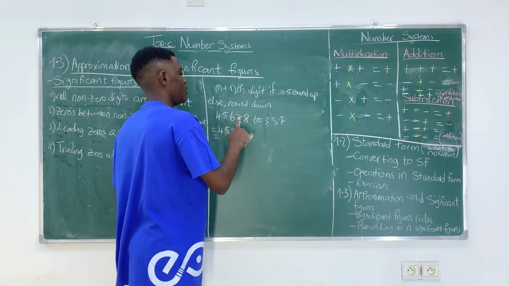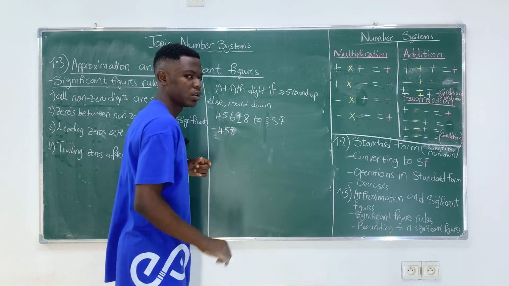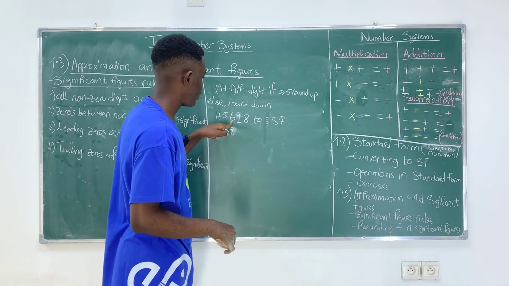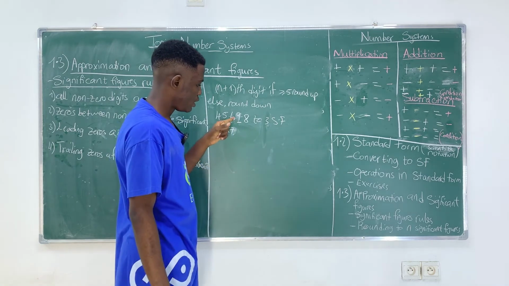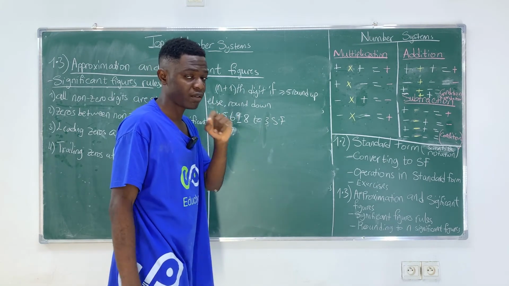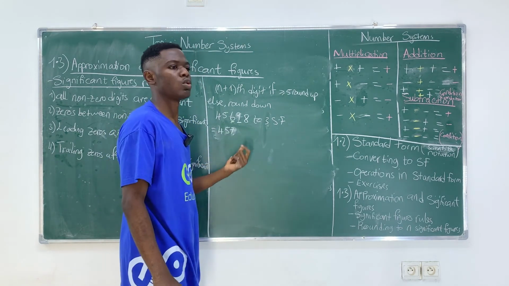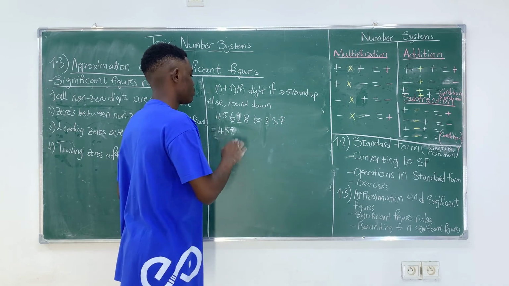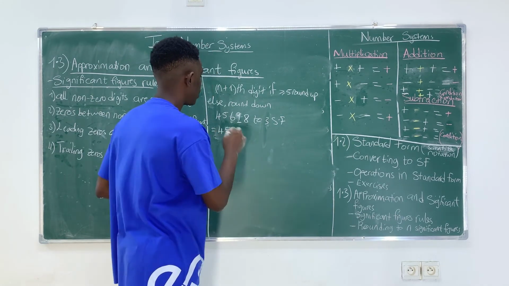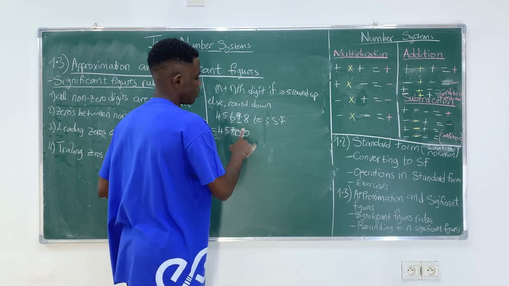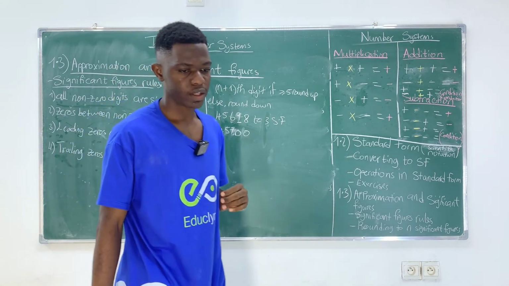I don't write 7 because this number is 7. Even if it was 9, I would have written 7. I just add. If here I have 6, and the number that is here is bigger than or equal to 5, I will add 1 to this number. So this number will shift from 6 to 7. And then two other numbers. So that is how it is done.